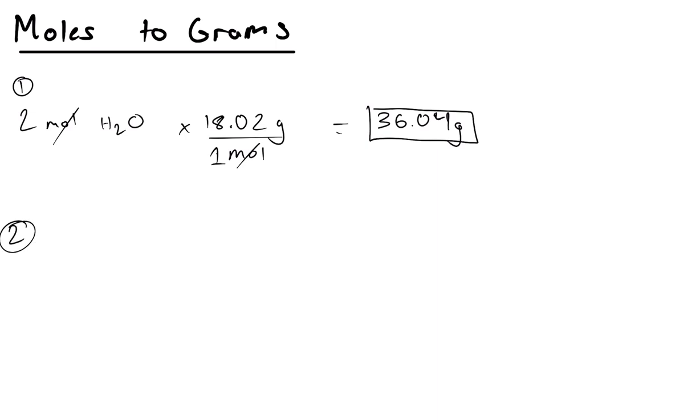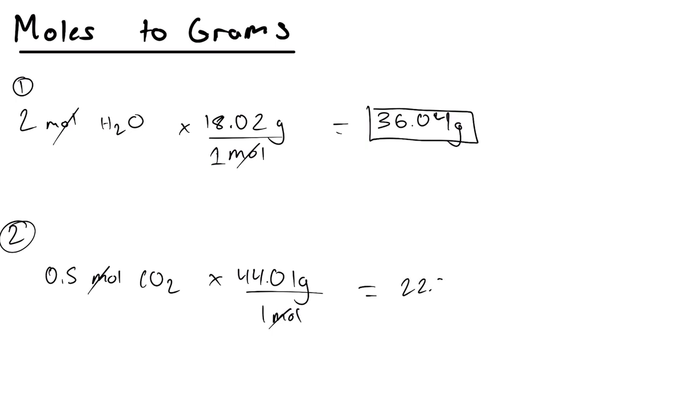Let's try another problem. Let's do 0.5 moles of CO2. How many grams is that? Well, the molar mass of CO2 is 44.01 grams per mole. So once again, we want grams, so grams is going to be on the top: 44.01 grams per 1 mole. And so the moles will cancel. 0.5 times 44.01 is equal to 22.01 grams. So 0.5 moles of CO2 is 22.01 grams.